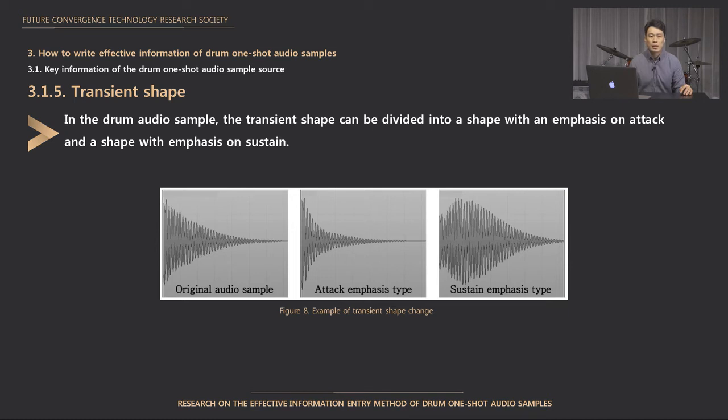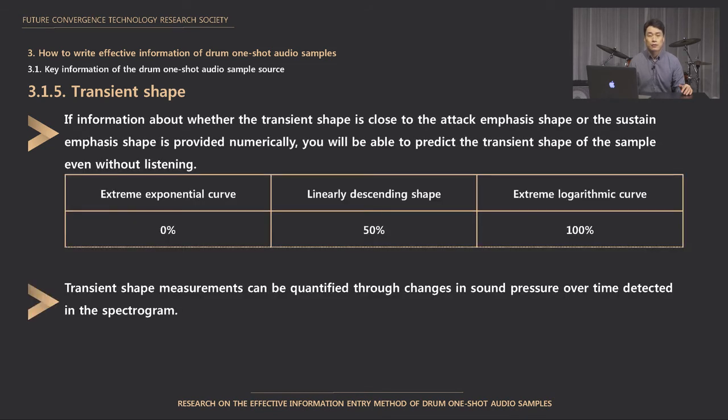It can be seen that even if the original sample is the same, the result of the sample transformed in the form with the emphasis on attack and the sample transformed in the form with the sustain emphasis are significantly different. Therefore, if information about whether the transient shape is close to the attack emphasis shape or the sustain emphasis shape is provided numerically, it will be useful to refer to in the user's desired audio sample selection.